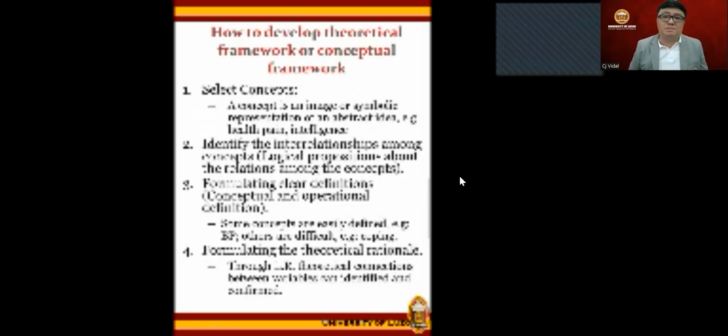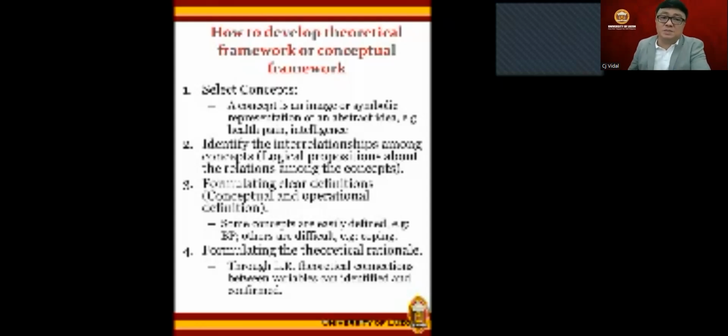So how do you develop a theoretical framework or conceptual framework? So number one, select concepts. And when you select concepts, you need to have it in the context of your field of specialization.